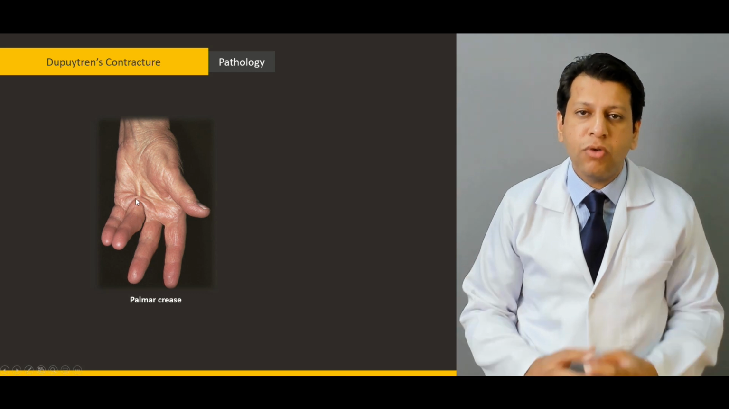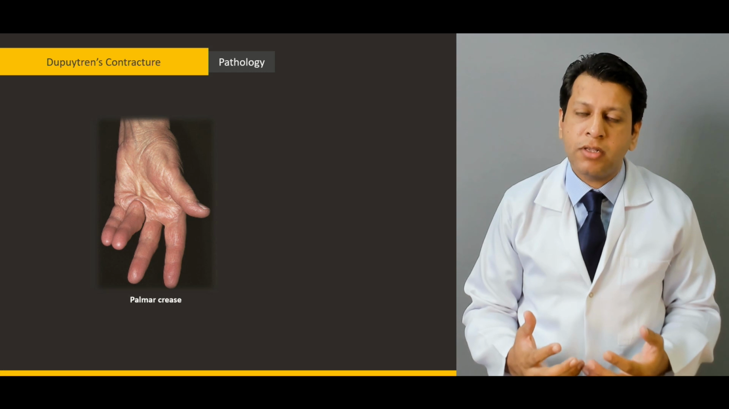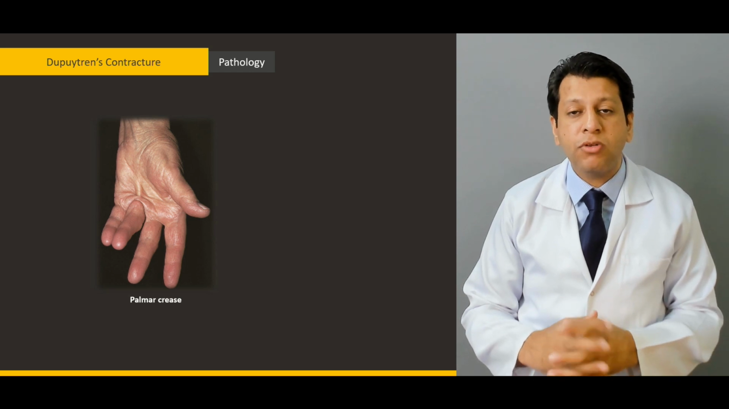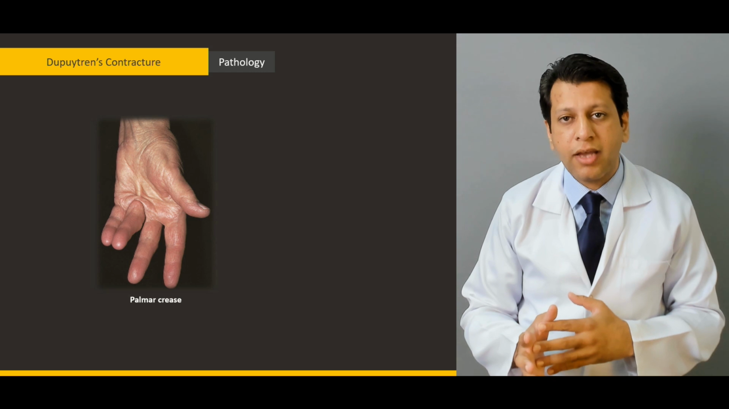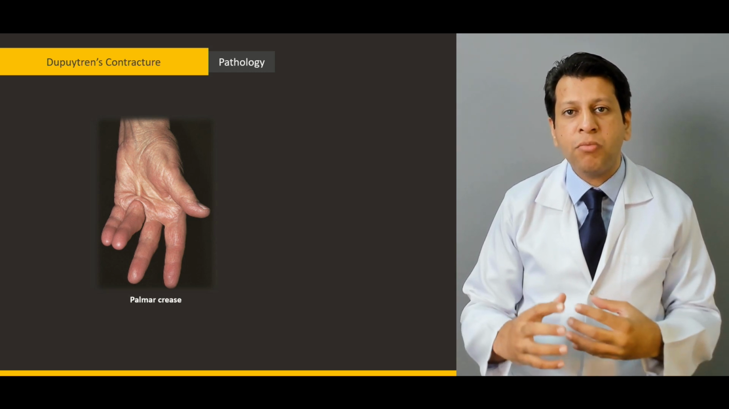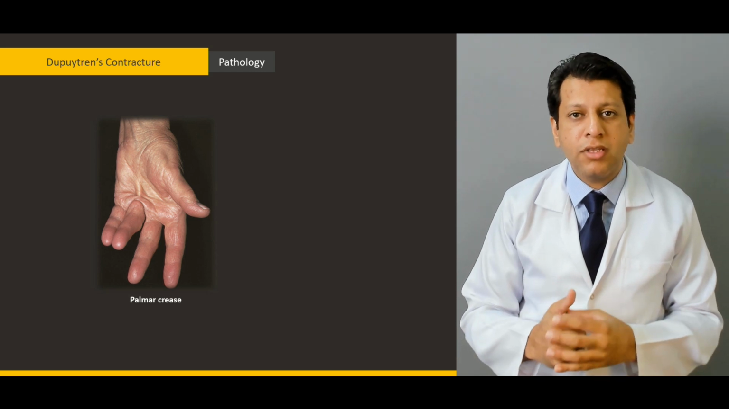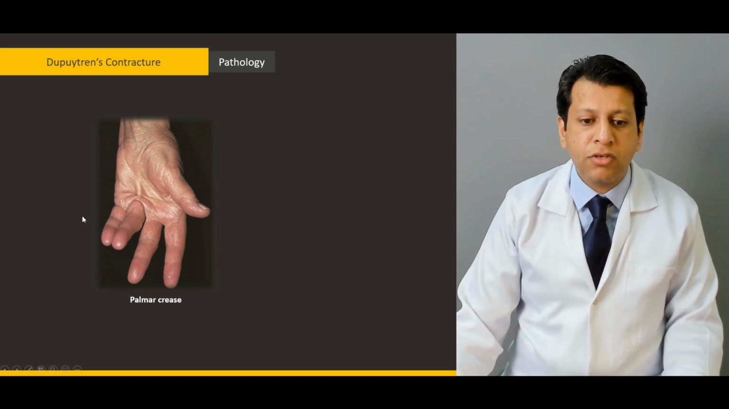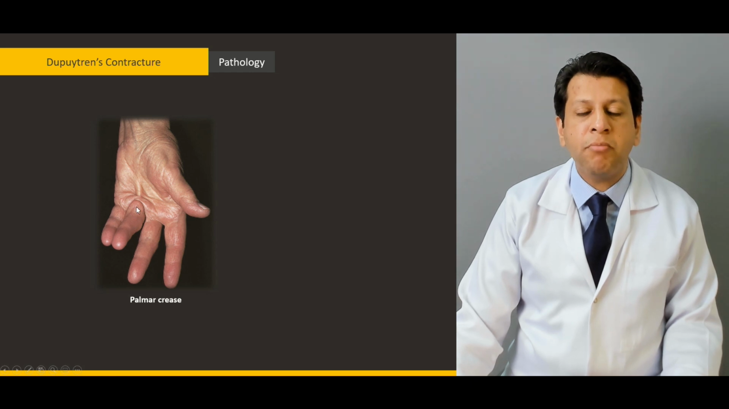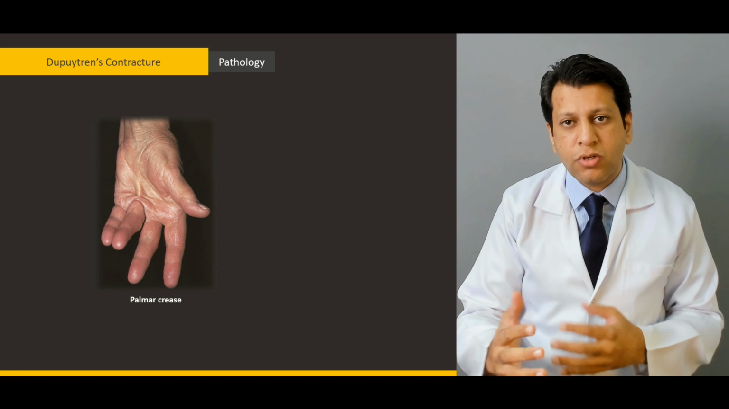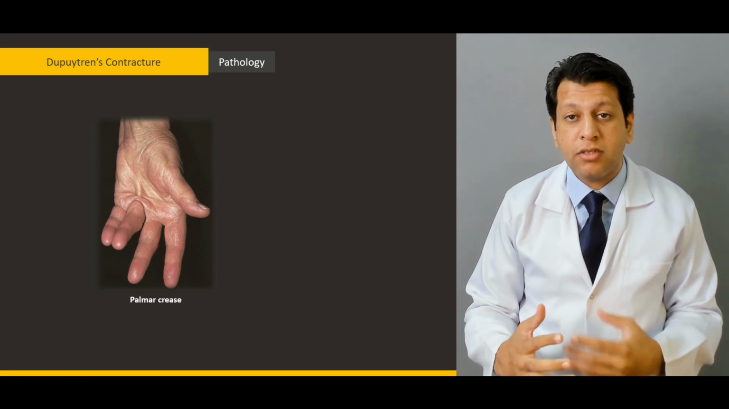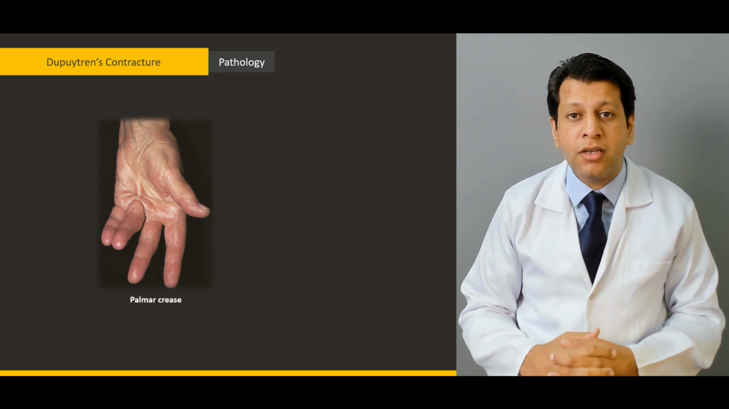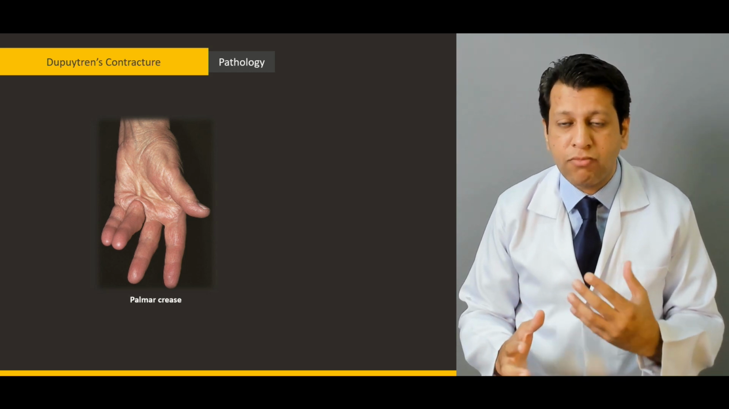Usually what happens is there are different bands which are present in our body, for example the pretendinous band and the spiral band, which are normally present, but their excessive proliferation leads to the formation of pathological bands which cause contractures of the palmar crease. When these contractures develop, this leads to flexion contracture at the proximal interphalangeal and metacarpophalangeal joints. Almost 70 to 77% of patients have an associated contracture of the proximal interphalangeal joint.